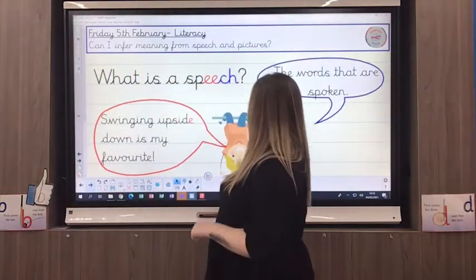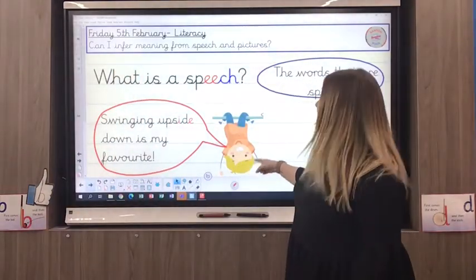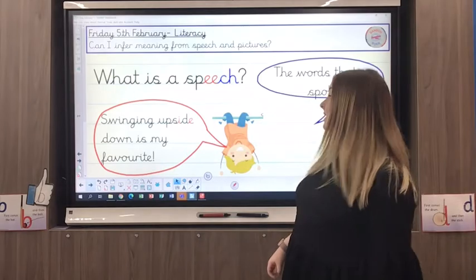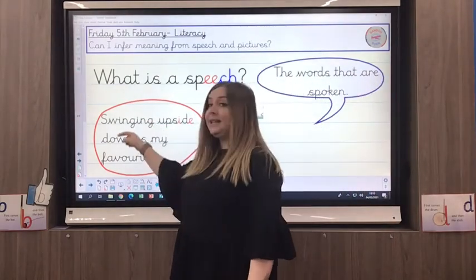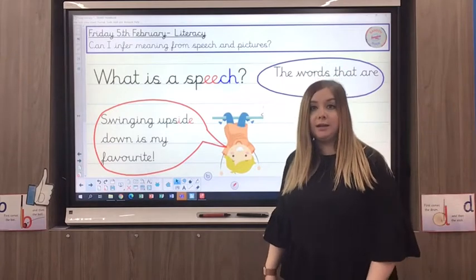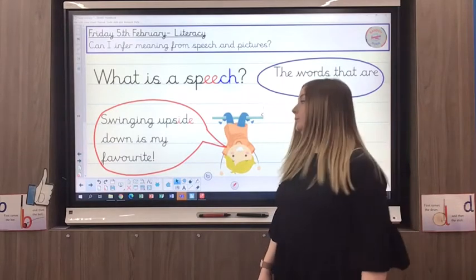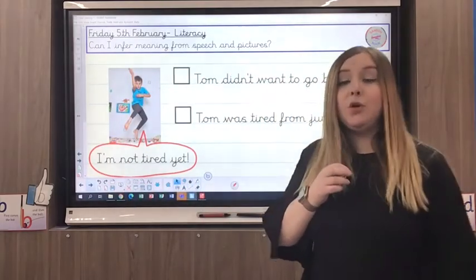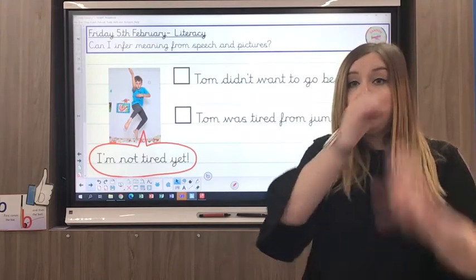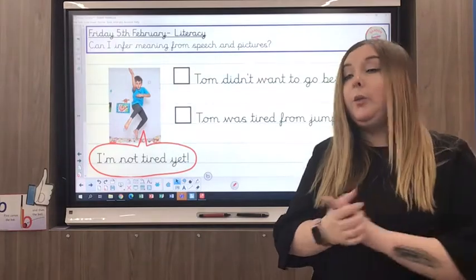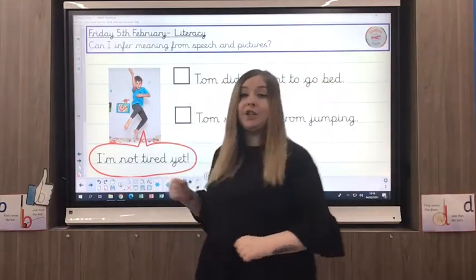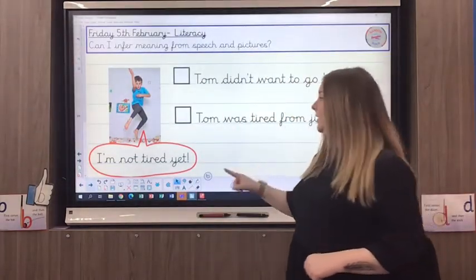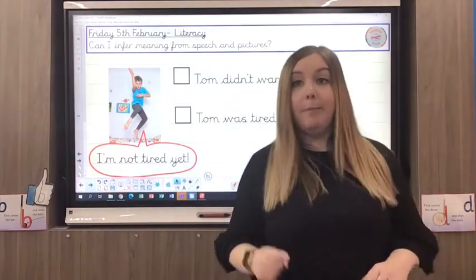So here, I've got a little boy. And he's hanging upside down. He's got a big smile on his face and he's saying, swinging upside down is my favourite. Okay. Now what you've got to do today is, because we are inferring, a little bit like Inference Iggy who looks for clues, we're going to look at the picture and read the speech. And then we've got to decide which sentence matches the picture and the speech best.